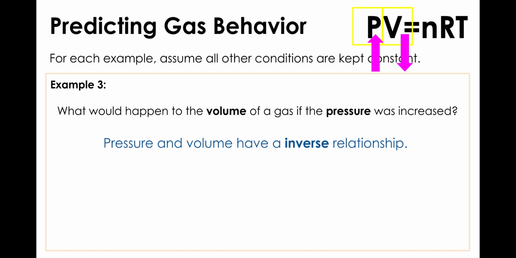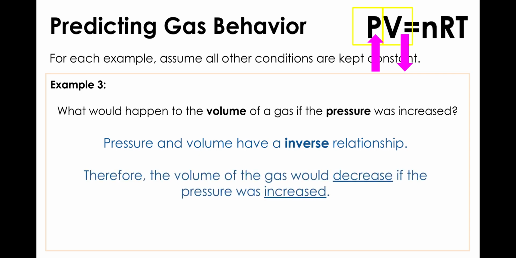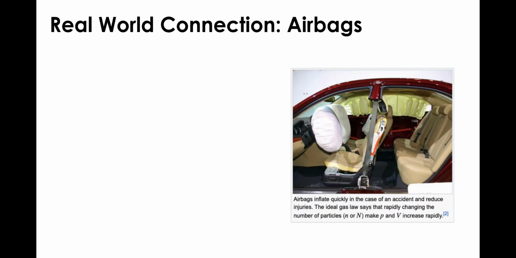I don't think it's indirect, I think it's inverse. My apologies. So the explanation would be the volume of gas would decrease if the pressure was increased because of this inverse relationship. Now, a real world connection is airbags.